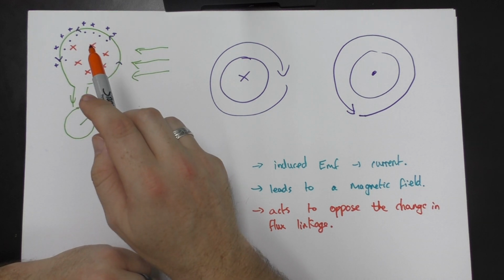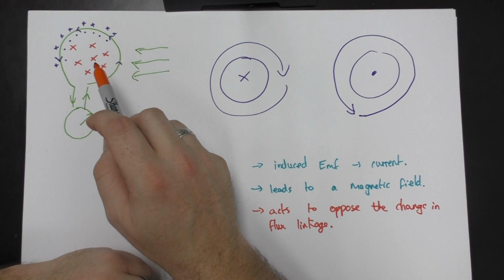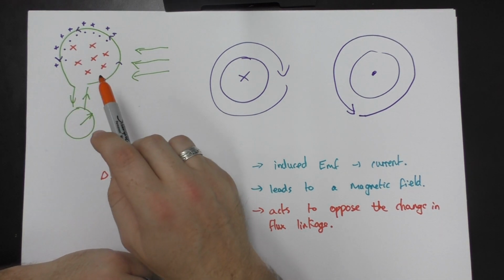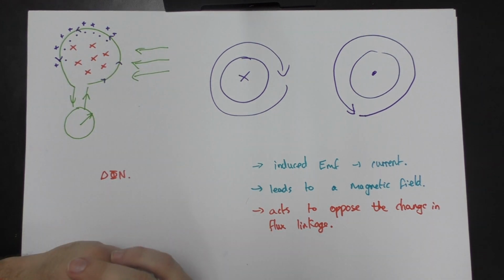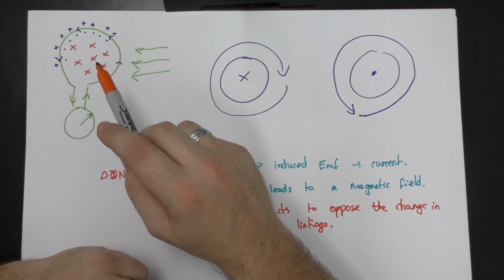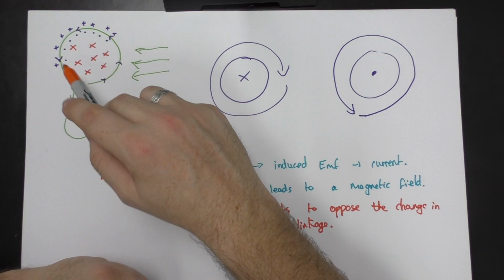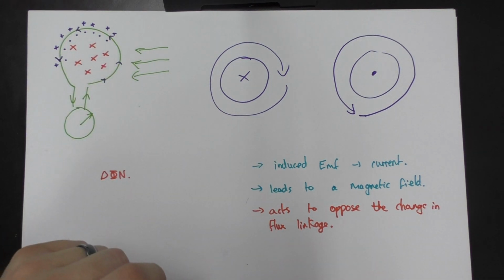So we've got the induced, the change in flux linkage, the red crosses, that's what I'm introducing. The wire creates a current to oppose that change in flux. It says, hey, stop introducing that flux and I'm going to try and oppose it. And as a result, we get a current produced in this situation.